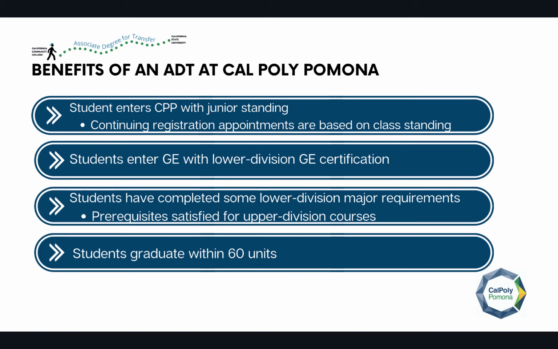Okay, so the benefits of an ADT at Cal Poly. You do enter with junior standing. Continuing registration appointments are based on class standing, so that's a huge benefit because you already come in as a junior. Students enter with lower division GE certification. This means that your lower division GEs will be taken care of if you come in as an ADT.